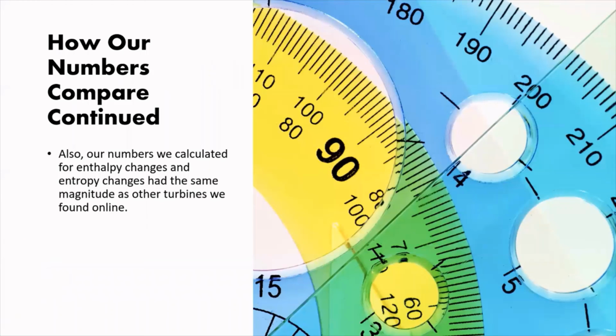Our last slide here is another comparison of our numbers. As we calculated the enthalpy and entropy changes, we noticed that they had similar magnitudes to what other classmates were calculating, and also to other literature values we found, which also helps to validate our results and say that they are at least somewhat right.